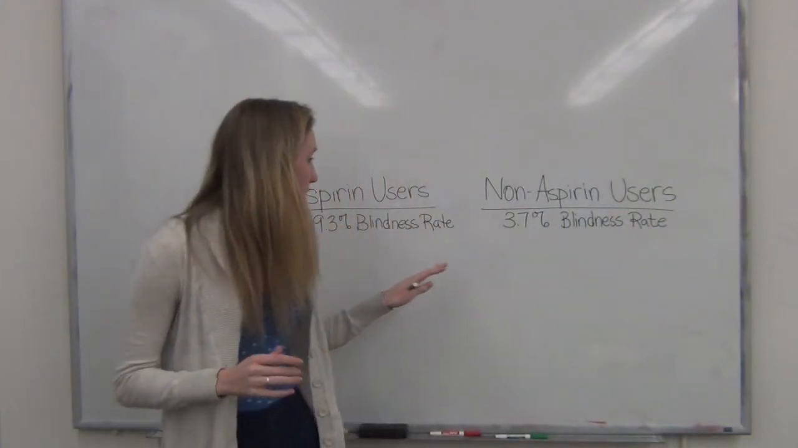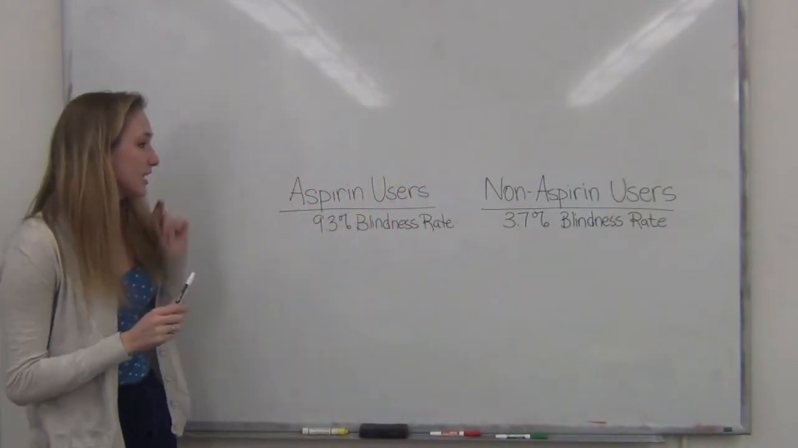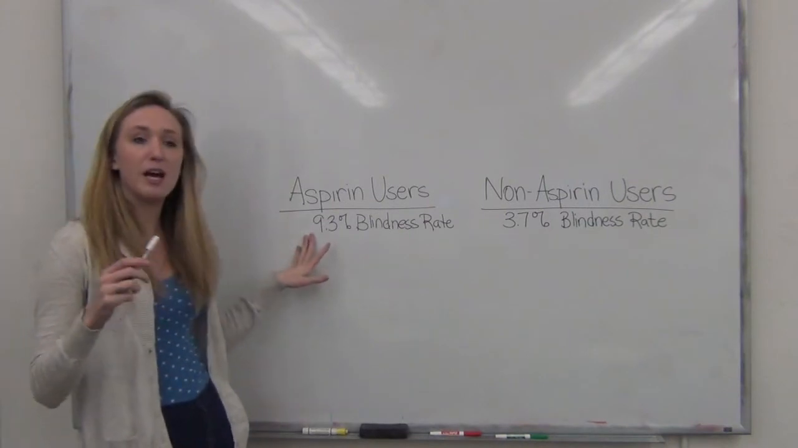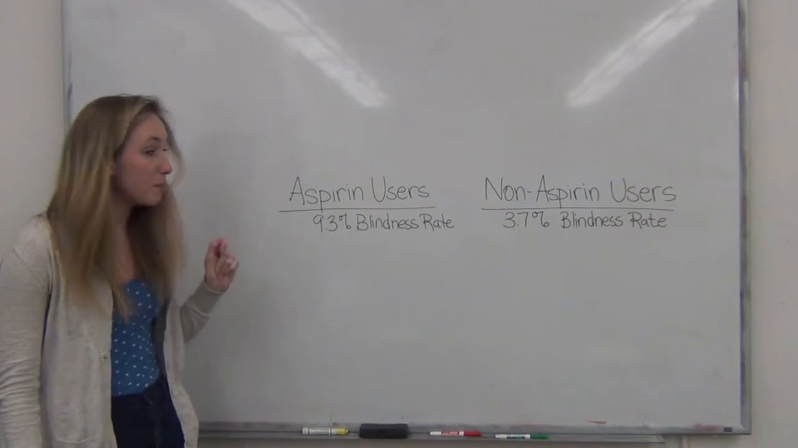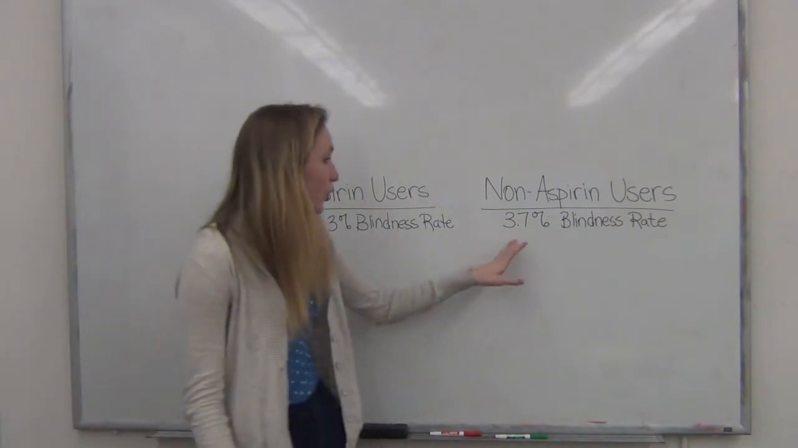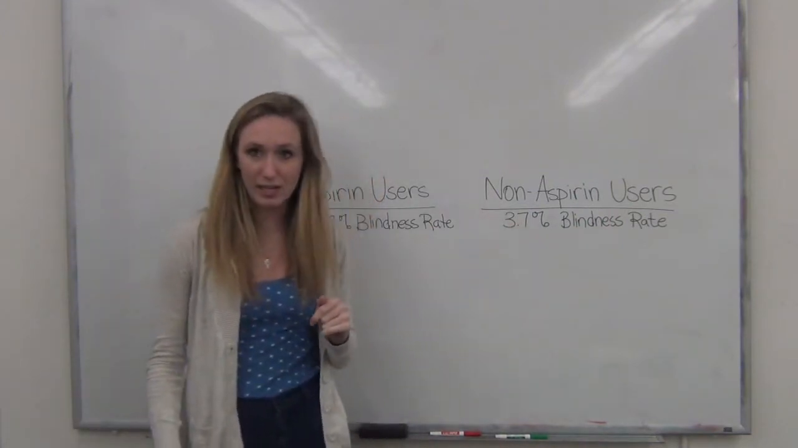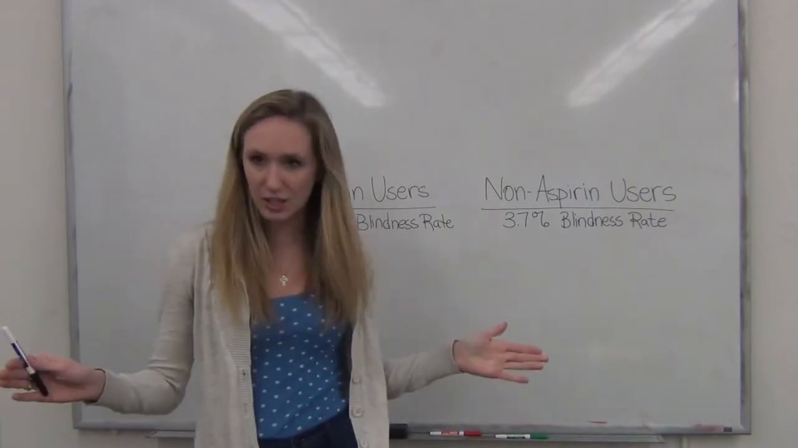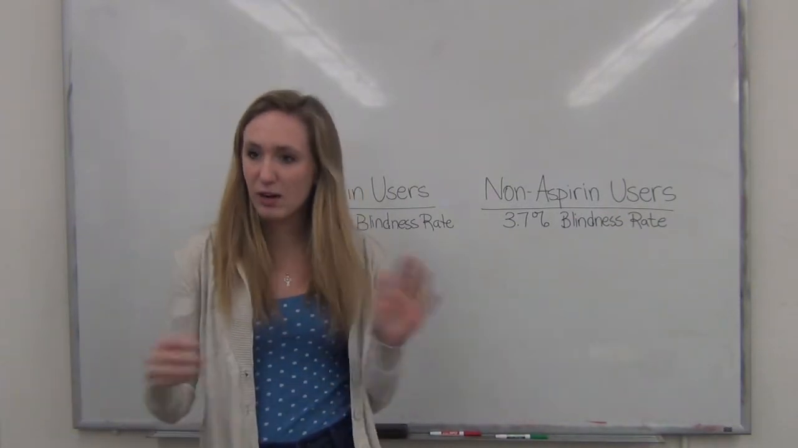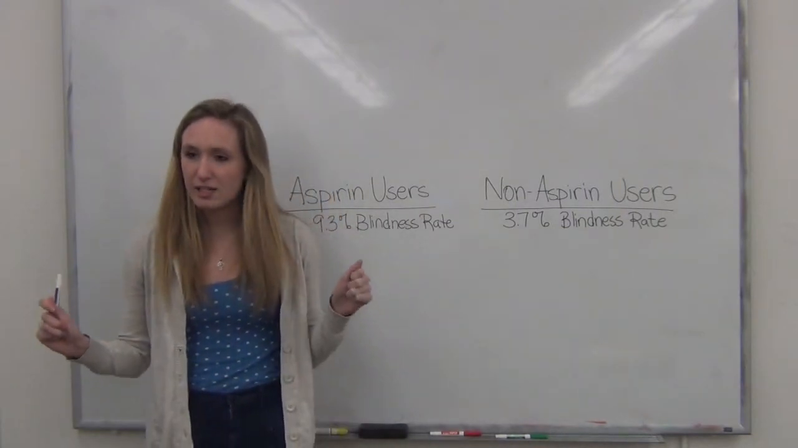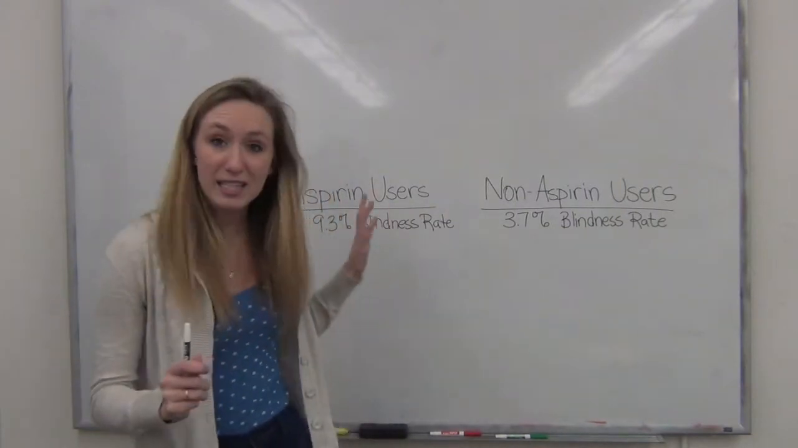And the exact numbers are up here. This study saw that people who take aspirin once a week or more have a 9.3 blindness rate, compared to people who did not take aspirin, who had a 3.7 blindness rate in old age. And this was a 15-year-long study with 2,000 people. So this was a very interesting study that came out with these surprising results.